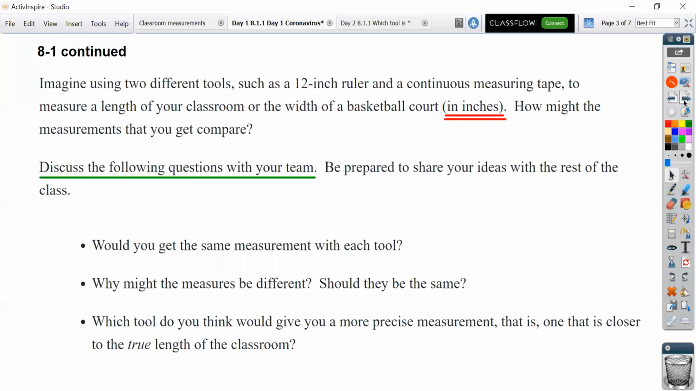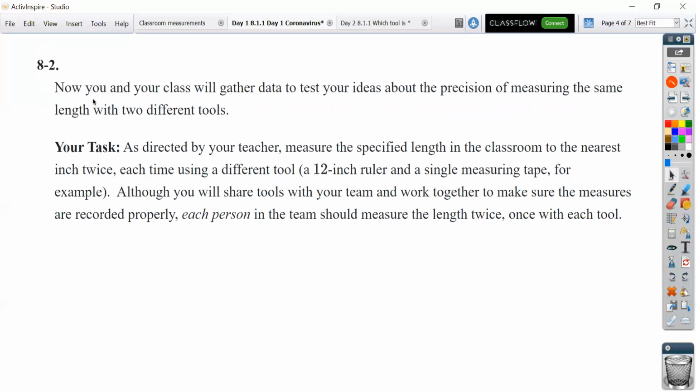Okay, moving on here. Welcome back to the video. 8.2, now you and your class will gather data to test your ideas about the precision of measuring the same length with 2 different tools. Your task, had you been here, would have been this. As directed by me, measure the specified length in the classroom to the nearest inch twice, each time using a different tool, a 12-inch ruler and the measuring tape. Although you will share your tools with your team and work together to make the measures and record properly, each person in the team would measure the length twice, once with each tool.